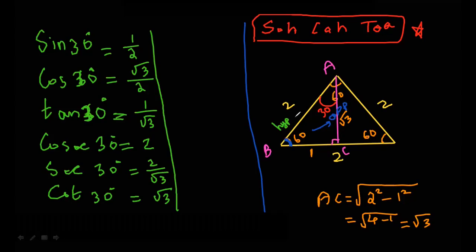And hypotenuse will not change. It is always opposite to 90 degree. So in ABC, AB is hypotenuse and AC is the opposite side. So BC will be the adjacent side.